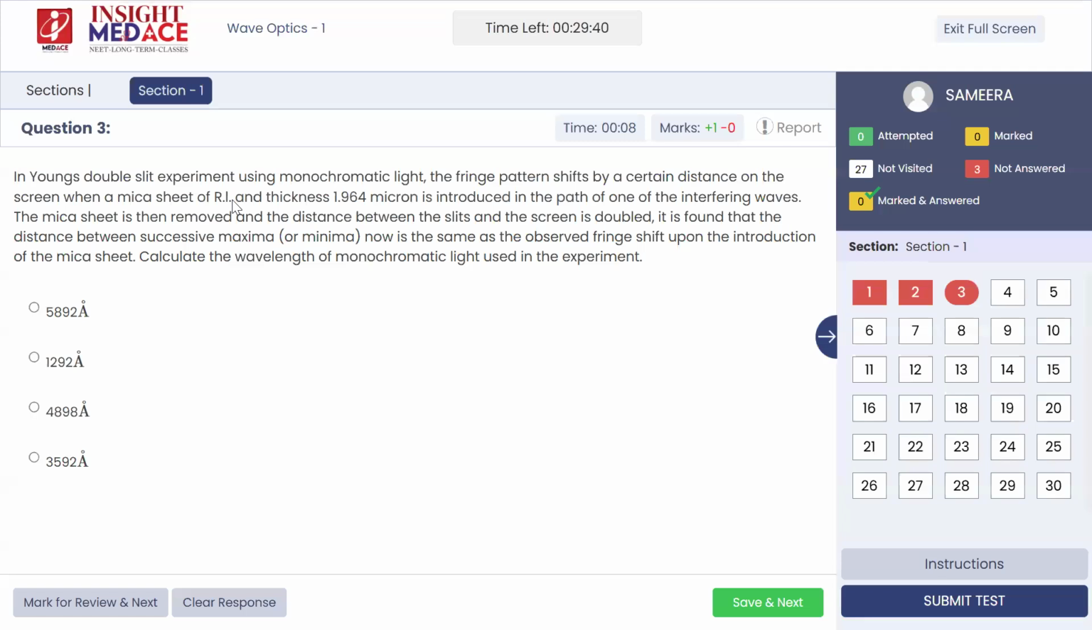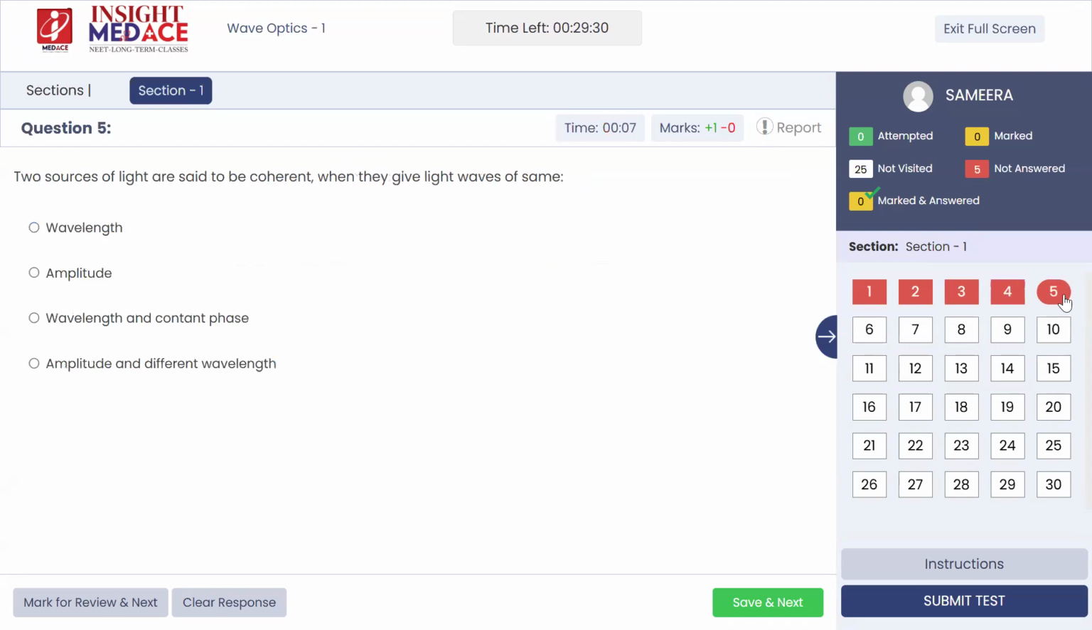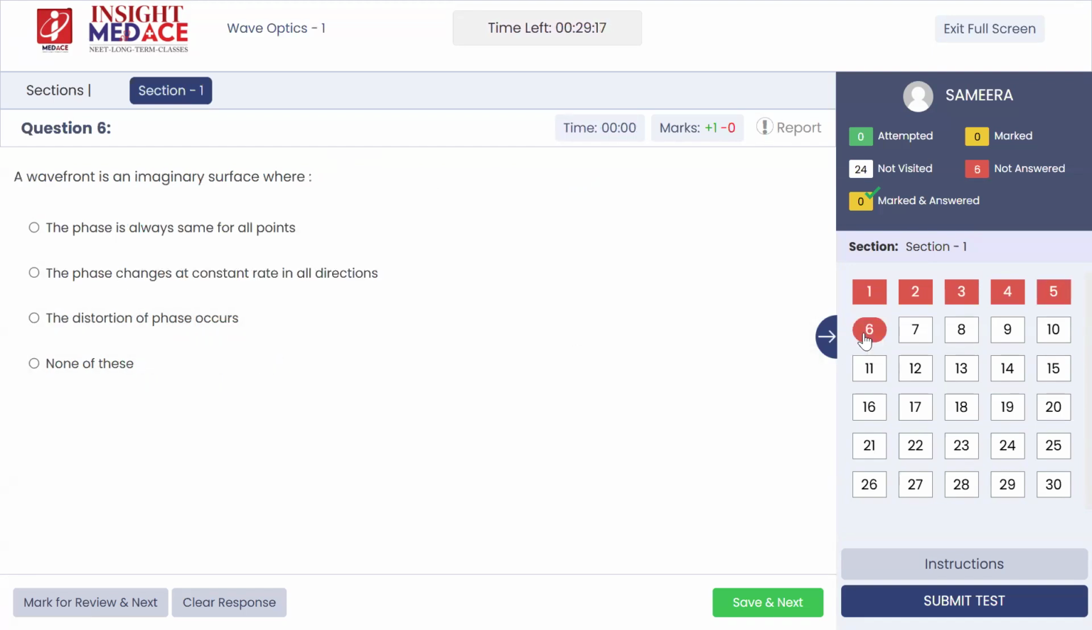The wavefront of a light coming from a distant source of an unknown shape are nearly what? It will be your plane wavefront. ऐसा आंसर टिक कर दिया, प्रैक्टिस करते जाओ। Two sources of light are said to be coherent when they have the same wavelength, amplitude and constant phase. उसके बाद ऐसे wavefront is an imaginary surface where the phase is always same for all the points.